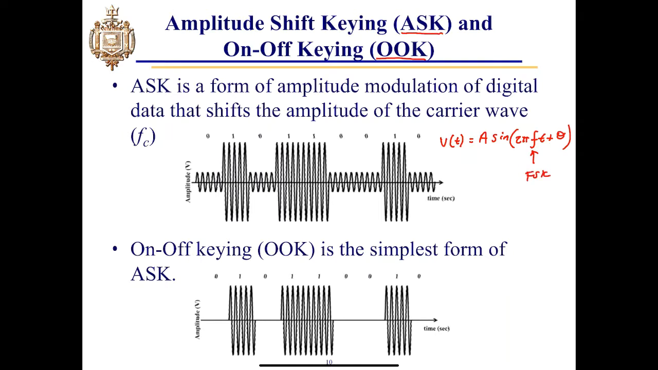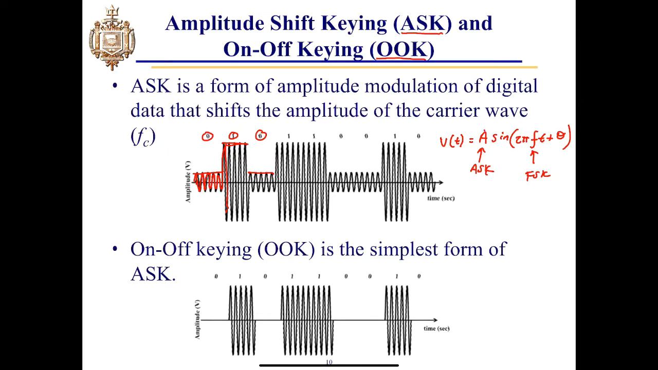For ASK and OOK, we're going to shift between amplitudes. We're going to alter the amplitude of our signal. In this example, notice the amplitude is low here to represent a 0, and then a higher amplitude here to represent a 1. This waveform continues on. Notice the frequency is the same throughout this entire signal. The only thing that's changing is the amplitude.